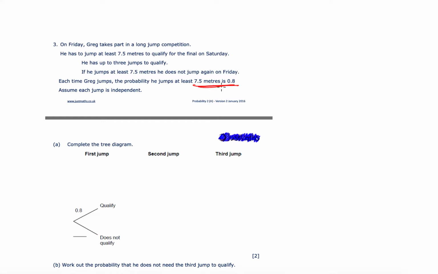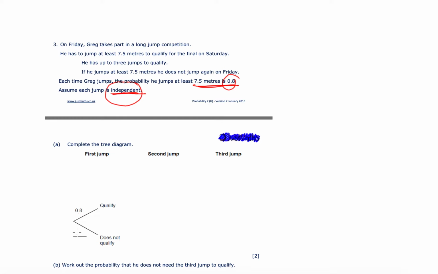Okay, so assume each jump is independent. So this is the important part. A lot of it is not really important, but I don't want to cross it off because I will have to read it again. So the probability that he jumps at least 7.5 meters is 0.8. Each jump is independent. Okay, so whether you jump 7.5 or don't jump 7.5 meters will not affect your ability to jump 7.5 meters on the next jump. So the probability will always stay as 0.8.